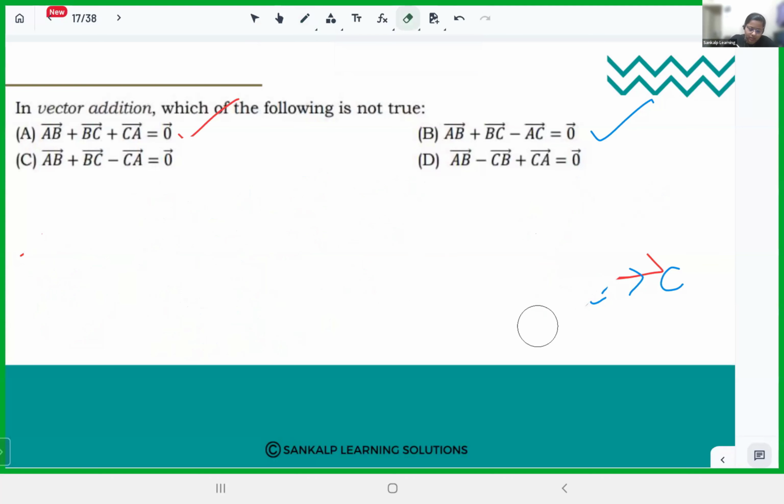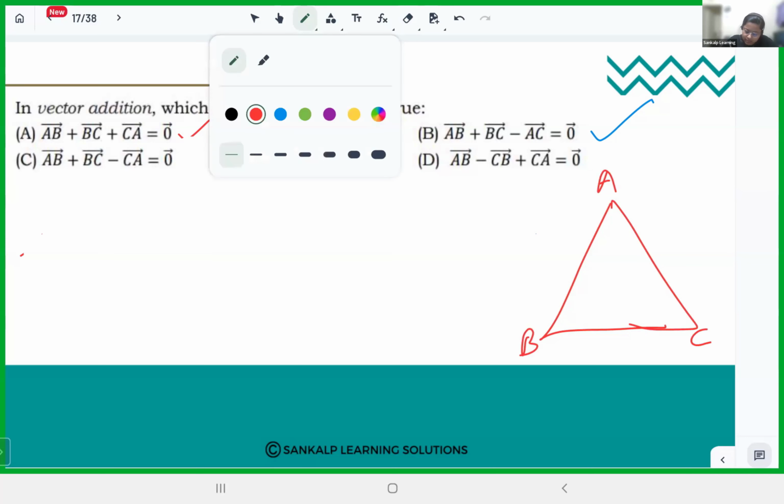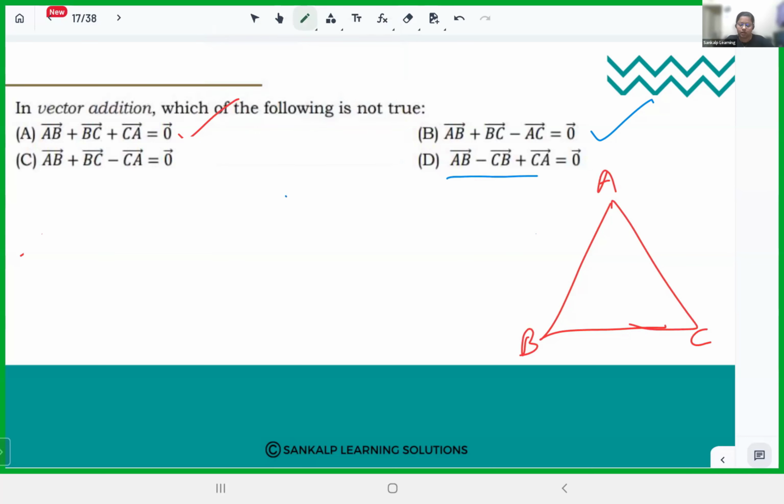So we are going to consider option D. So consider a triangle ABC. In this, you can see that it is AB minus CB plus CA equal to 0. What you have to do is check whether this one satisfies the triangle law of vector addition. In any manner, if you rearrange all these things, will you get the triangle law of vector addition or not? That's what I'm going to check.